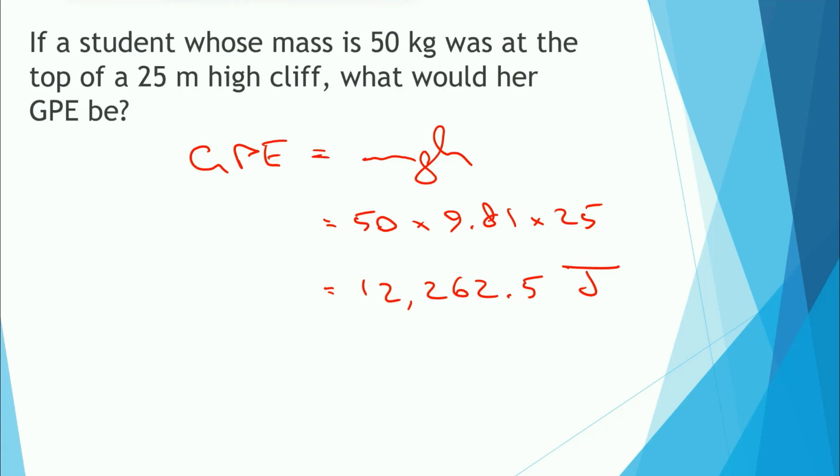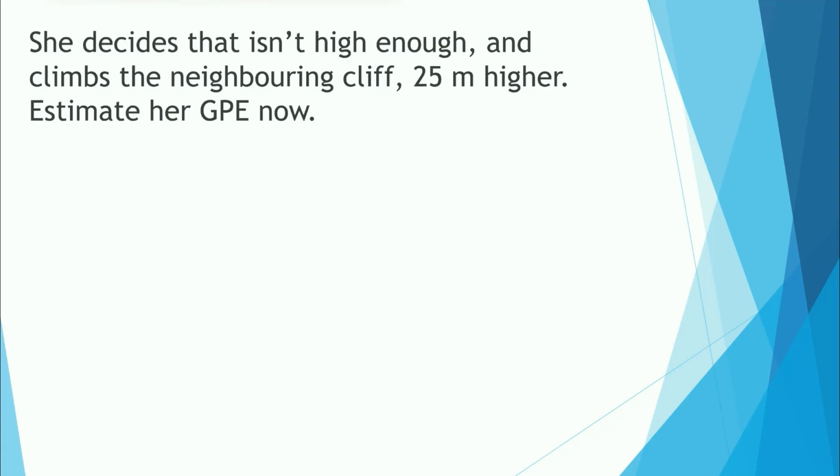Let's do another one. Okay, next question, she decides to climb higher. There are two ways we can do this. One is to do essentially the same thing. Mass times gravity times height. The height is now 50 meters. The student first went to 25, now climbed 25 higher. So we'd have 50 times 9.81 times 50. We could do that, get our answer, fine. But there is another way.